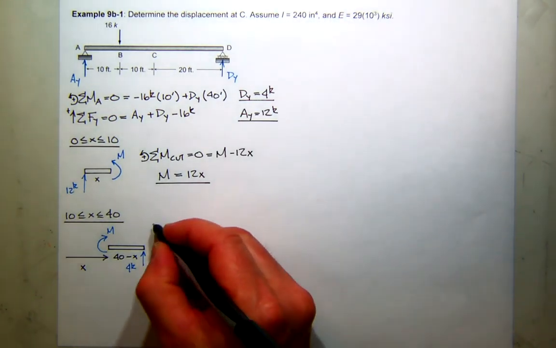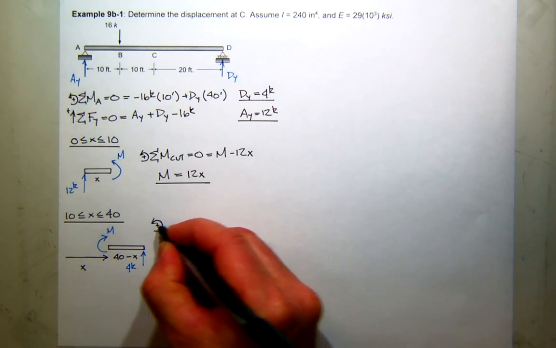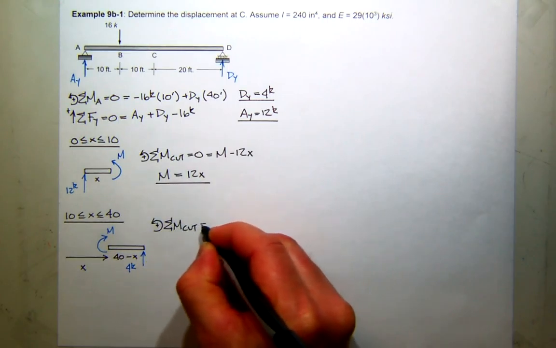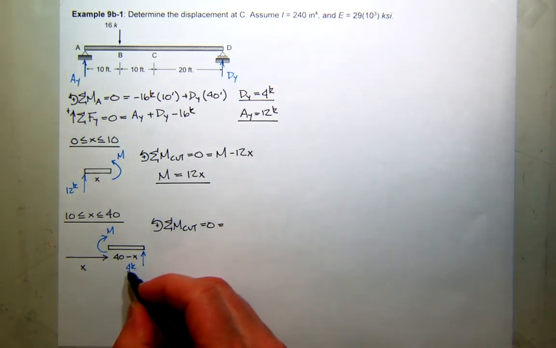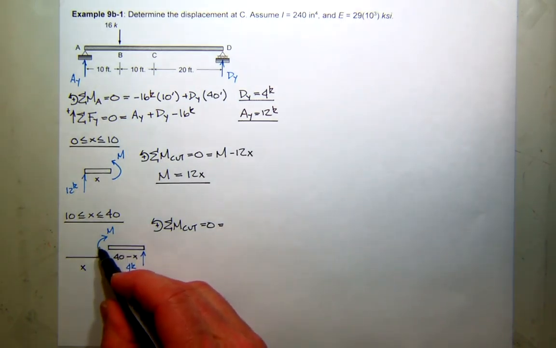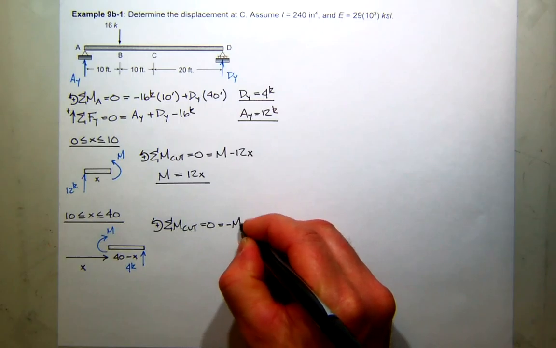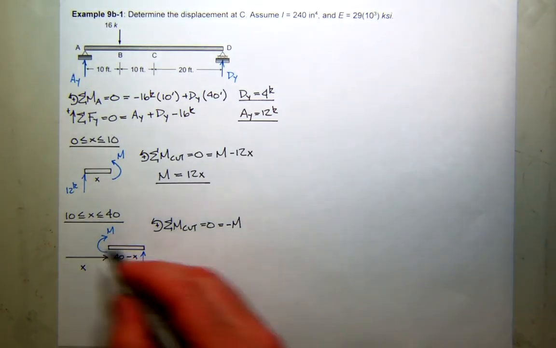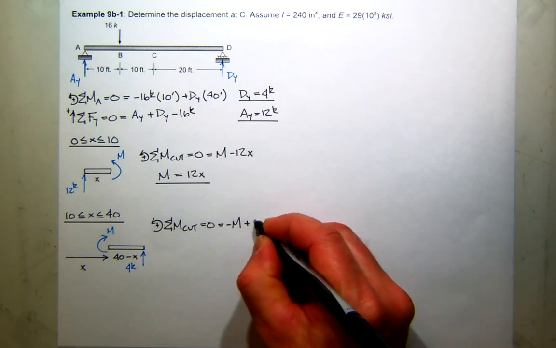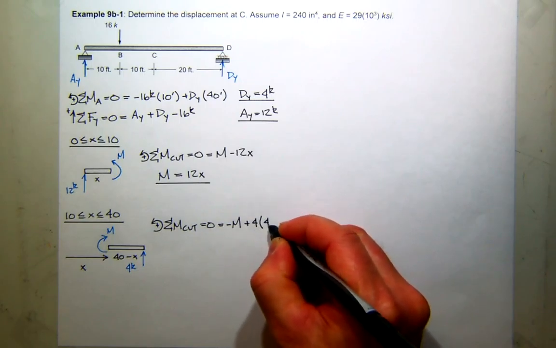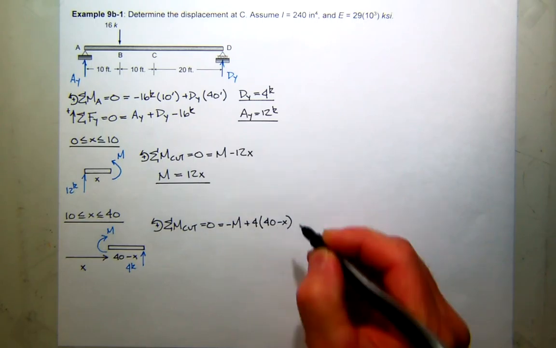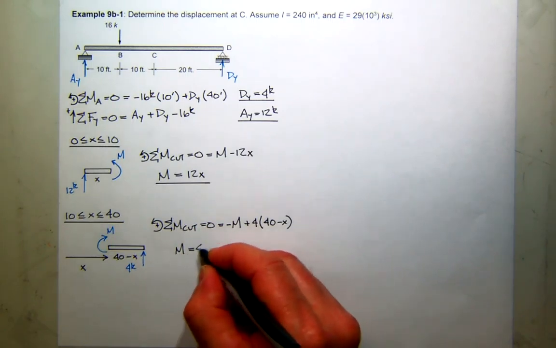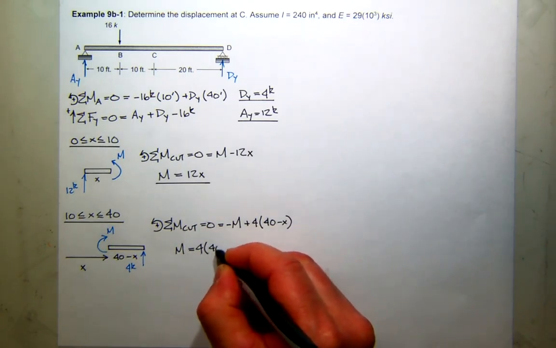So if I sum moments again at the cut, make sure I have equilibrium. Looking at this segment, I have the internal moment, which is negative, and then the reaction at D, which will create positive moment about the cut. So that'll be 4 times the moment arm of 40 minus x. So my moment in this segment would be equal to 4 times (40 minus x).